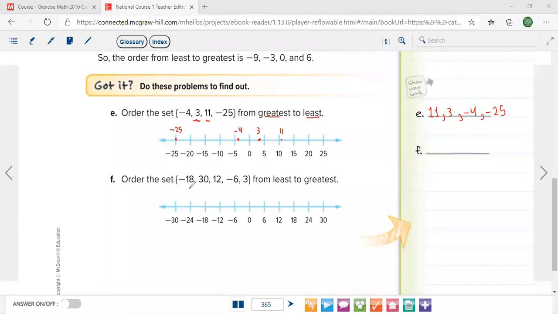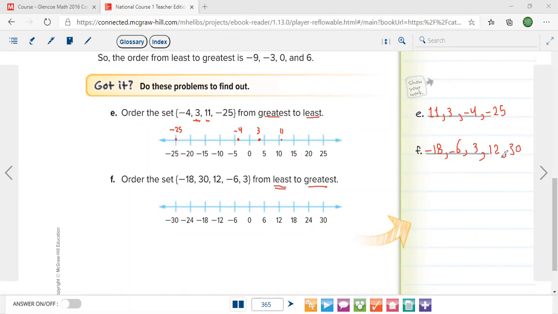Order the set -18, 30, 12, -6, 3 from least to greatest. So from least, we pick the negative first. So it becomes -18, then -6. Then we go normally in the positive, means 3, after 3, 12, then 30.